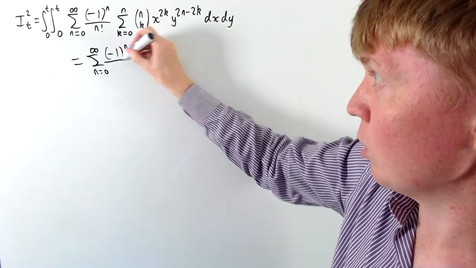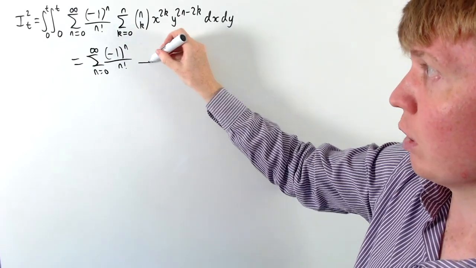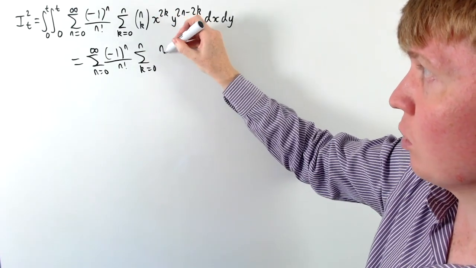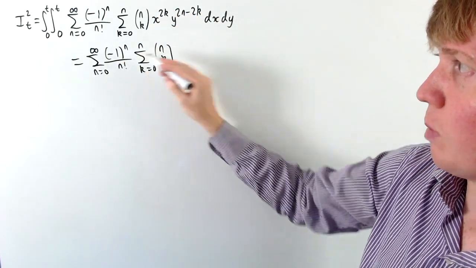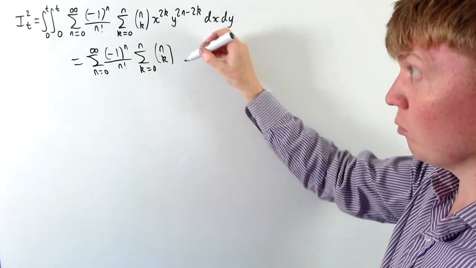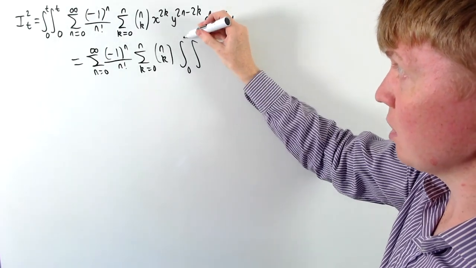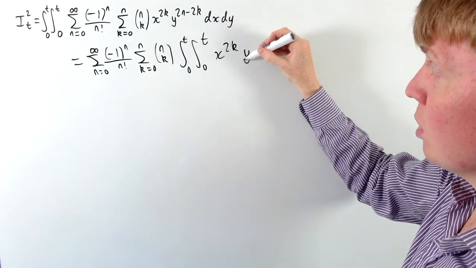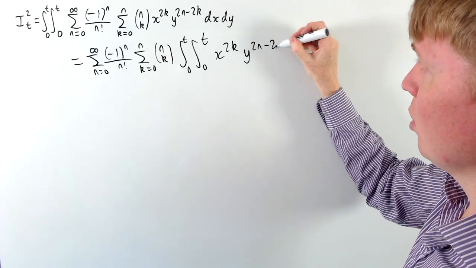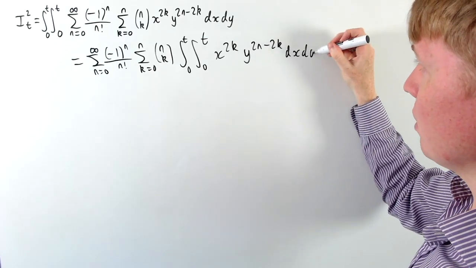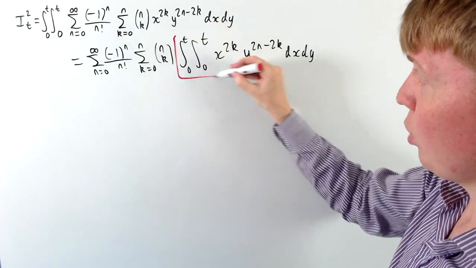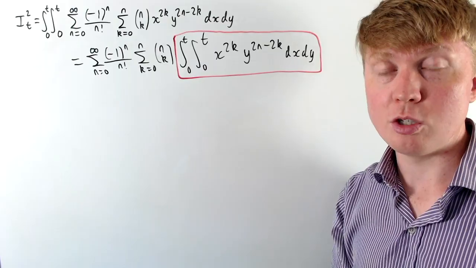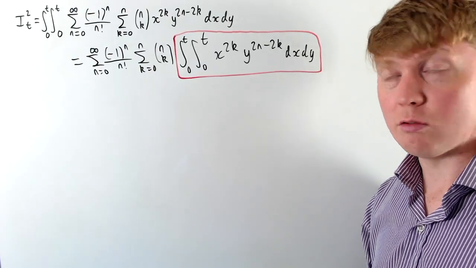We've still got negative 1 to the n over n factorial, and then within our second sum, going from k equals 0 up to n, we've still got n choose k. None of this depends on x or y, so then we can write our integration. We're going from 0 to t for both x and y, and we've got something which is really nice to integrate now with respect to x and with respect to y. Here you can see that this integral is a product of a function of x, just x to the 2k, and a function of y, y to the 2n minus 2k. So this is really nice to evaluate.